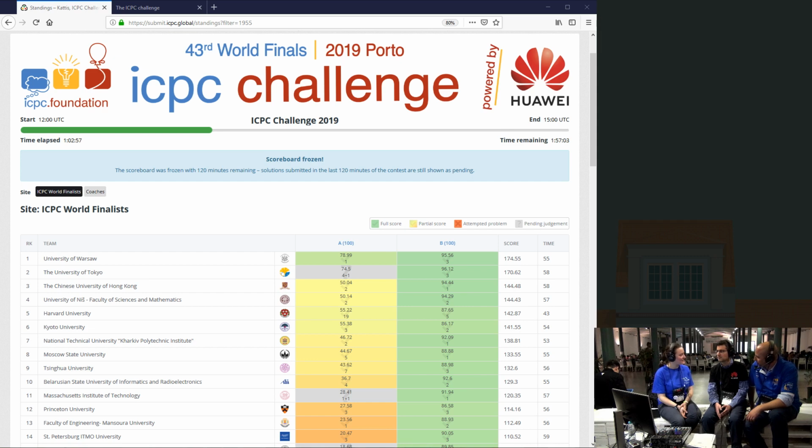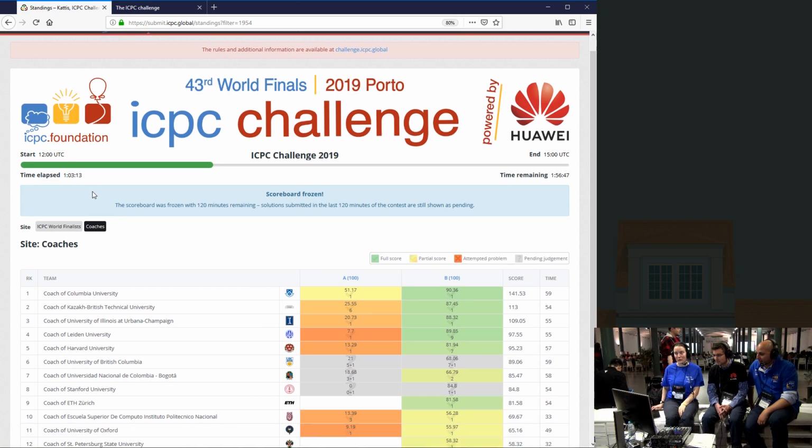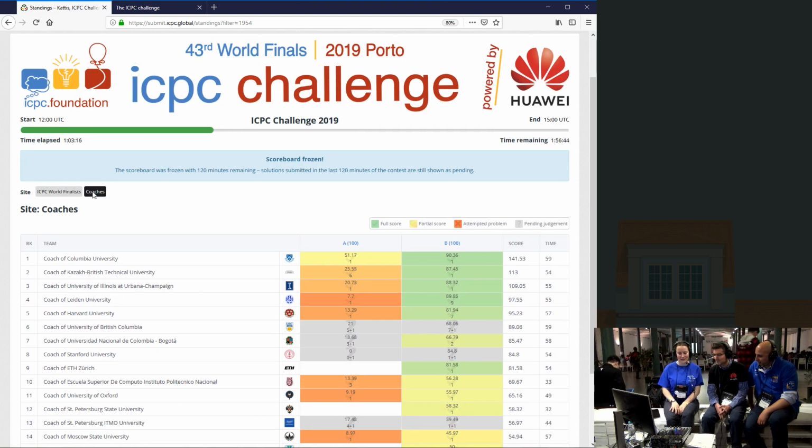Okay, that's good to know. We are now at the end of the first hour of the contest, actually 1 hour and 3 minutes just elapsed. There are two clear leaders among the contestants, University of Warsaw and University of Tokyo. Let's switch to the coaches scoreboard for just a second. The results are not that high on the coach scoreboard, but we definitely see one leader.